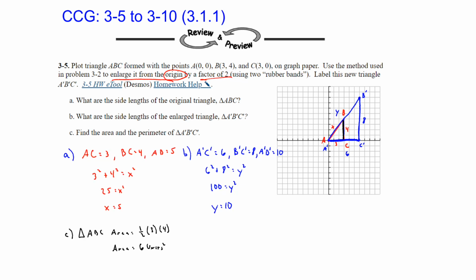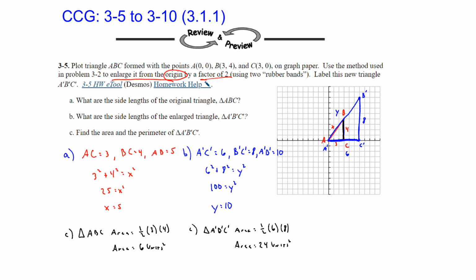Okay. Now let's go find the area of triangle A prime, B prime, and C prime. It's still 1/2 base times height, but now the base is 6 and the height is 8. So the area is half of 48, which would be 24 units squared.